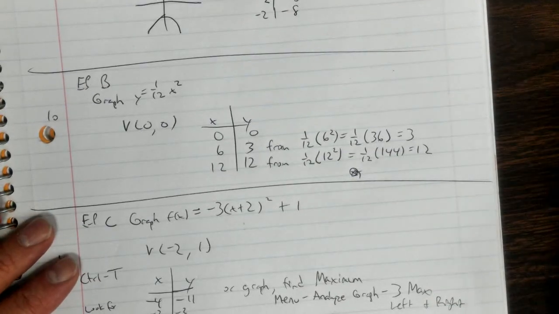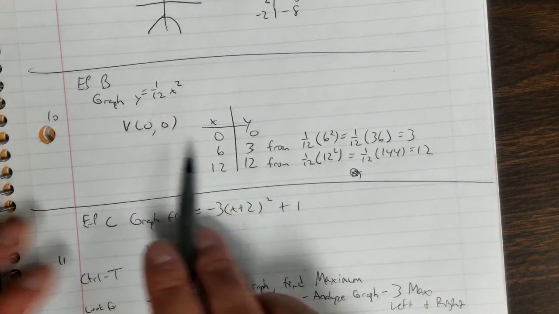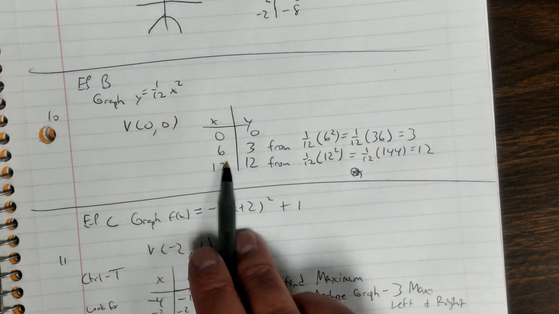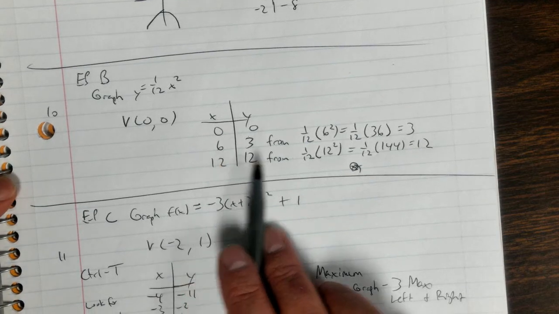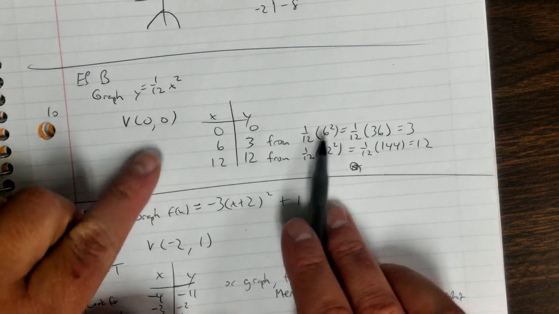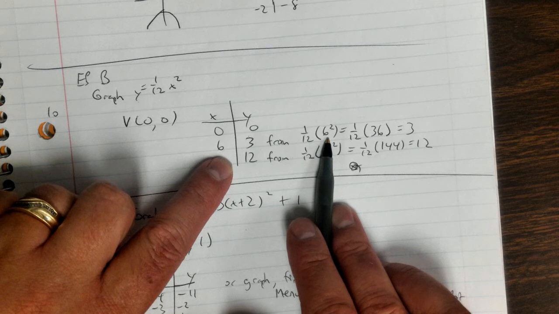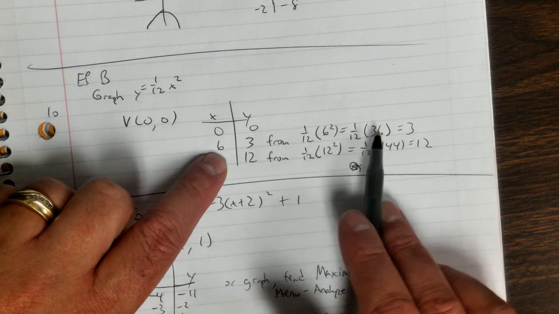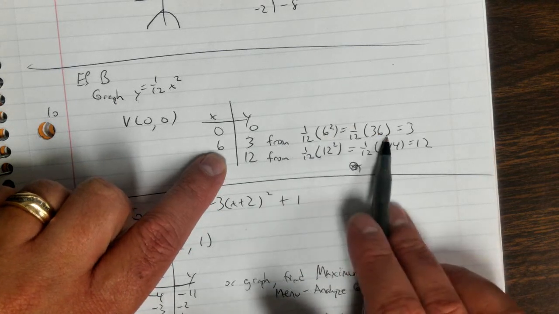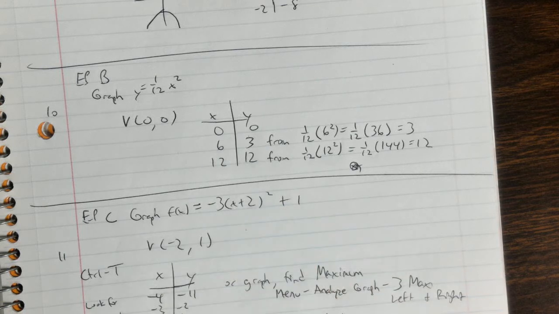The next thing is you want to graph 1/12 x squared. So again, same thing. You can even do this by hand as far as 1/12 times 6 squared. So that's 36. 1/12 of 36 is 3. And so you could do this manually.